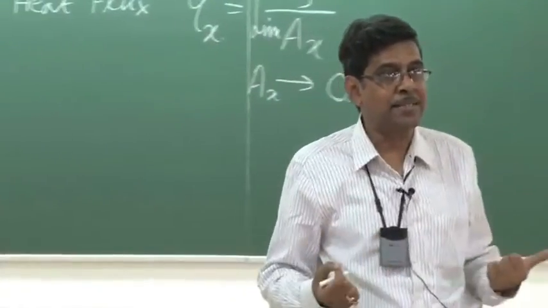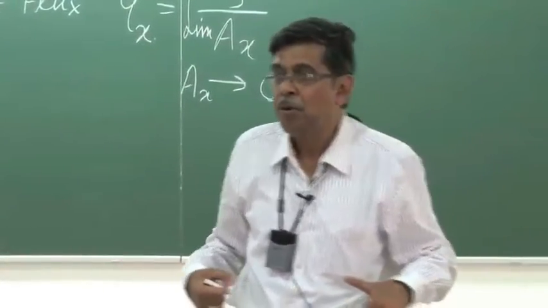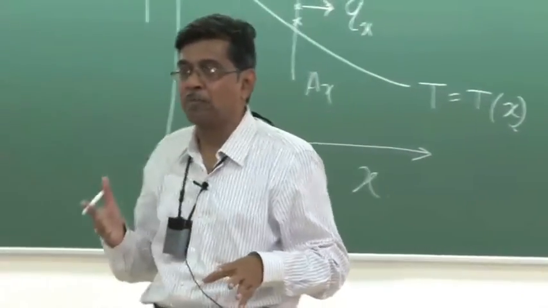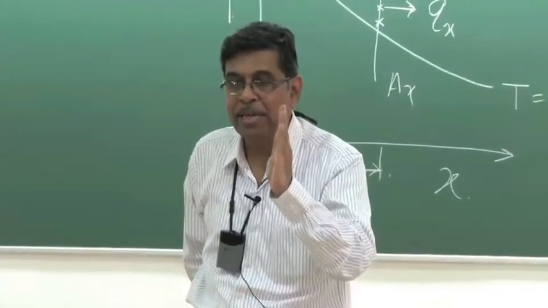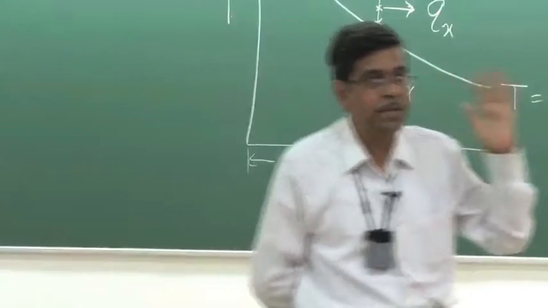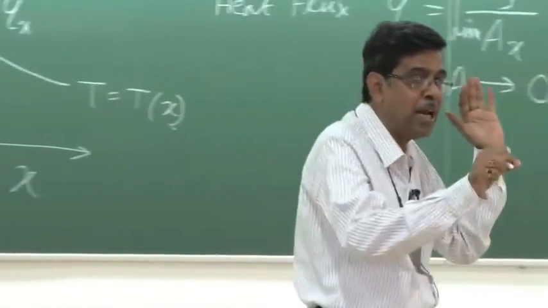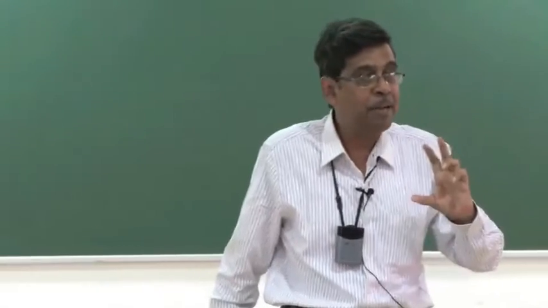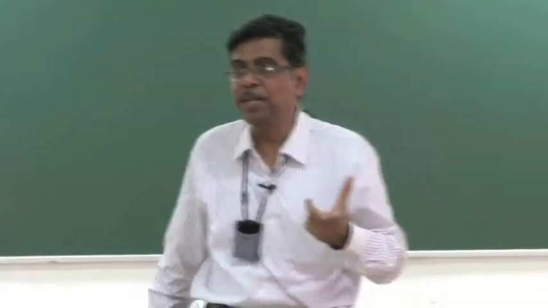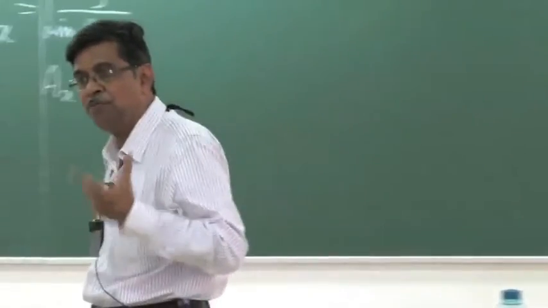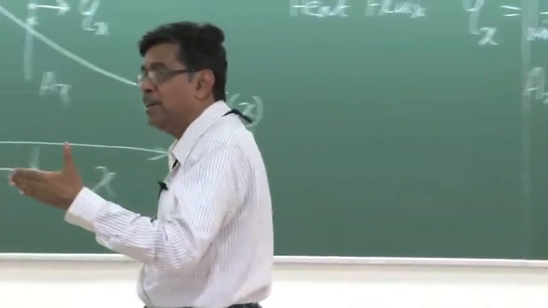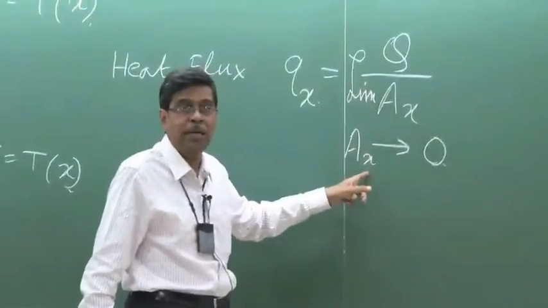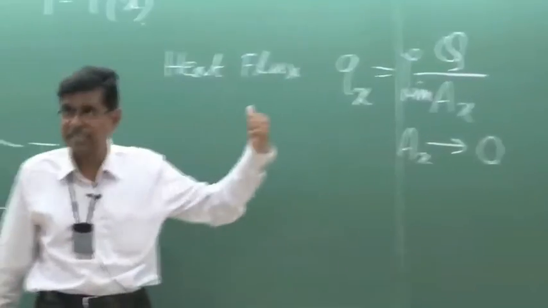When we define stress, force per unit area, the area may be normal to the direction of force, or may be along the direction of the force. But while defining heat flux or heat transfer, it is used as a vector in a particular direction, and heat flux is defined as the heat transfer divided by the area normal to the direction of heat flow. You understand? This Ax has to be normal to the direction of heat flow.